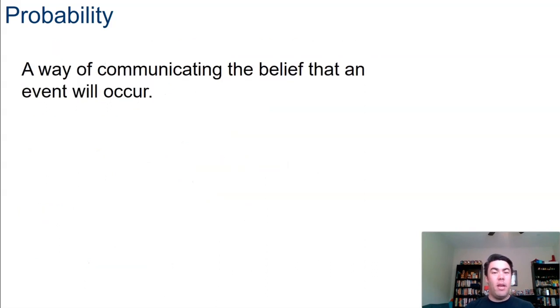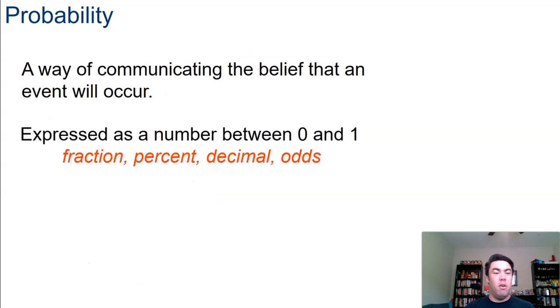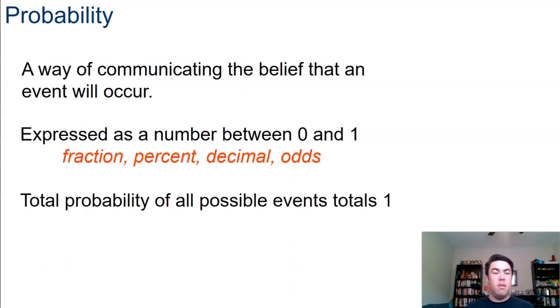Probability is a way of communicating the belief that an event will occur. It's expressed as a number between 0 and 1. We can use fractions, percent, decimals, or odds. So the total probability of all possible events totals 1. We will deal only with probabilities in this lesson. The odds of an event are slightly different than the probabilities, but if you know one, you can know the other.